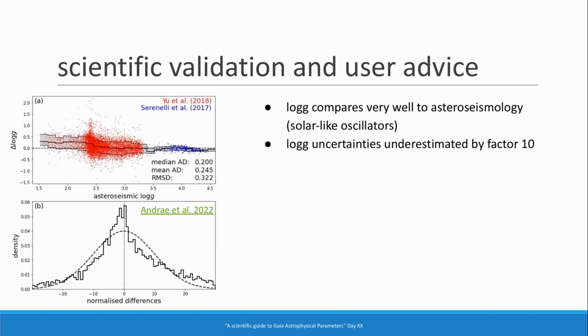Here's another test that we did. We compared the GSPPhot surface gravity estimates to astroseismic values. As you can see here, for solar-like oscillators, the red ones are red giant stars, and in blue are main sequence stars, all of which have solar-like oscillations as measured by Kepler. In general there's a very good agreement between GSPPhot and astroseismic measurements, which is kind of surprising if you consider the low resolution of the XP spectra.